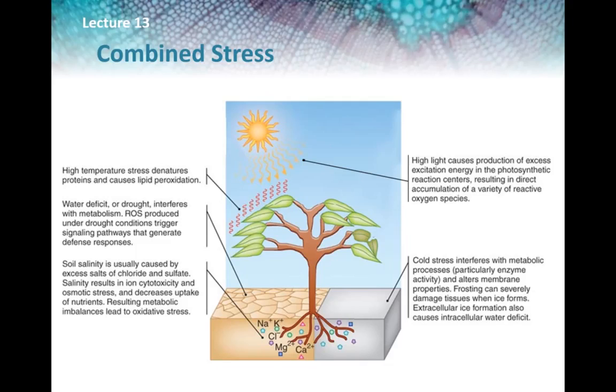And as you remember, cold stress interferes with metabolic processes, particularly enzyme activity, and alters membrane properties. Freezing or frosting can severely damage tissues when ice forms. Extracellular ice formation also causes intracellular water deficit. Soil salinity is usually caused by excess salts of chloride and sulfate. Salinity results in ion cytotoxicity and osmotic stress and decreased uptake of nutrients, resulting in metabolic imbalances leading to oxidative stress.